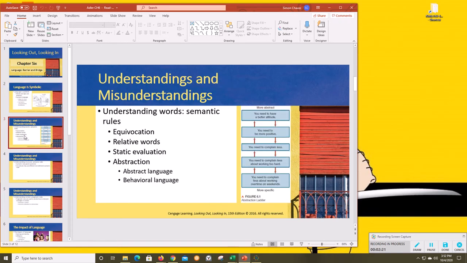But every language in the country, in the world, everywhere we go, will have three rules. The first one is semantic rules. This is how we understand the meanings of the words. They get their meaning from the usage, okay?